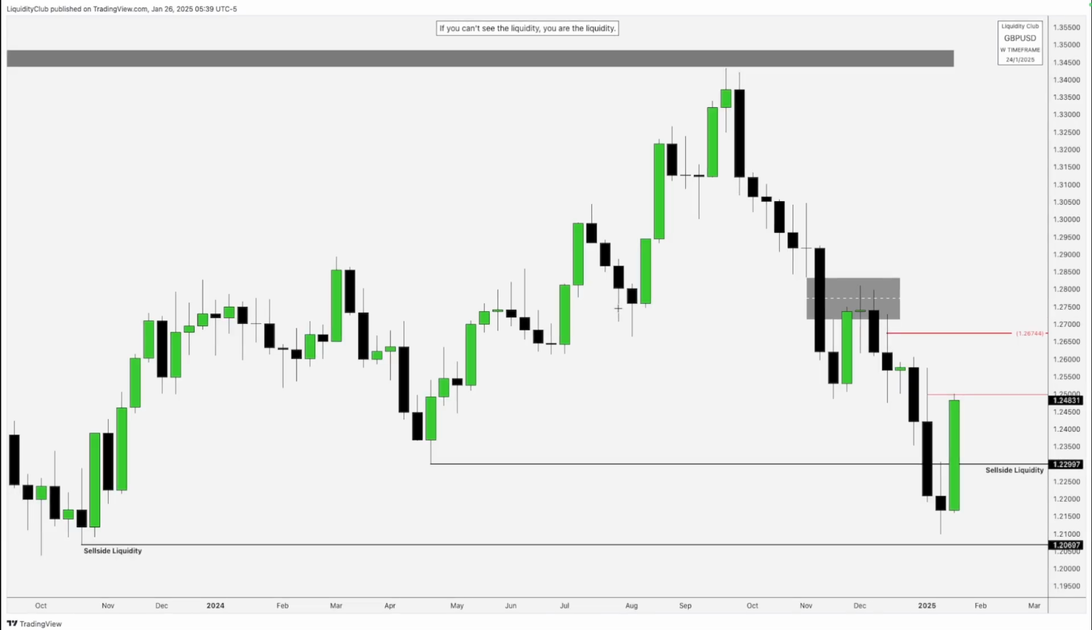Going to Pound USD, also known as the cable. Here I'm viewing the weekly time frame chart. You can see Pound USD after forming this low, just near to the sell side liquidity. Relative equal lows. So now we're forming relative equal lows down there.